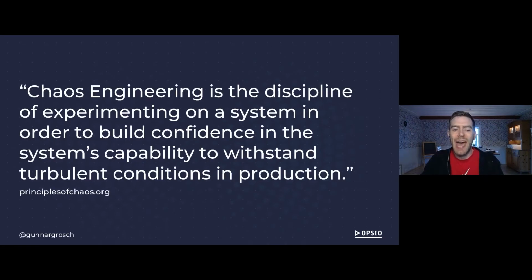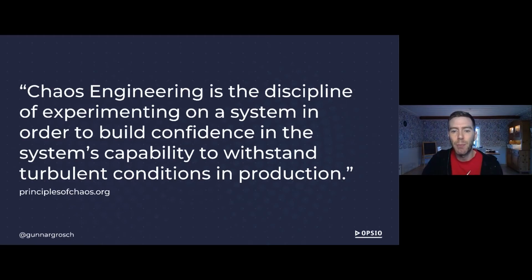And you can't really have a chaos engineering presentation without showing this slide. Principlesofchaos.org is a website released alongside the first book on chaos engineering. So chaos engineering is the discipline of experimenting on a system in order to build confidence in the system's capability to withstand turbulent conditions in production. And reading this shows that it's less about doing things that are chaotic and more about experimenting. The chaos part of chaos engineering is more about what's inherent in the system. There is chaos in every system.